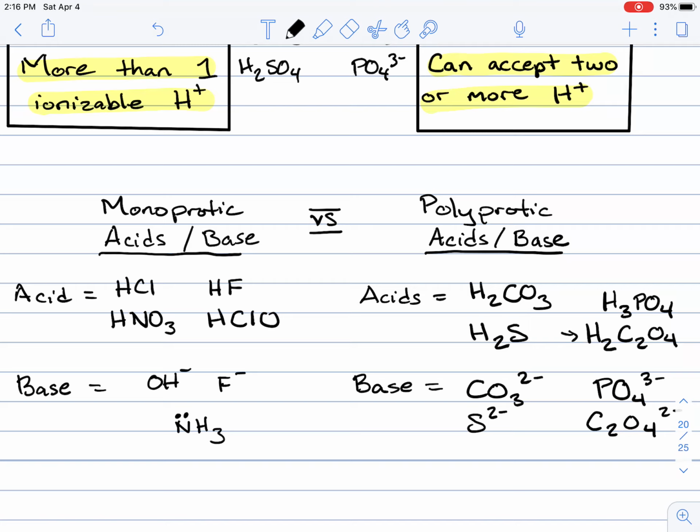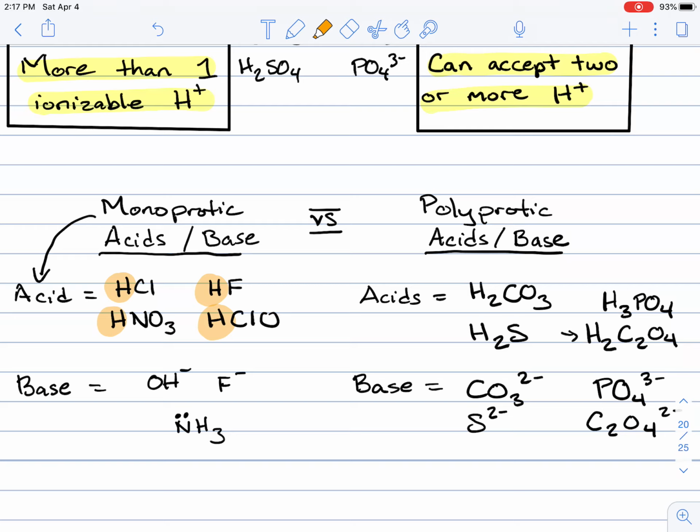So looking on the left-hand side, for monoprotic acids, this is just a short list of monoprotic acids. These are not all of the monoprotic acids that you guys can come across in the world. If you are looking at hydrochloric acid, nitric acid, hydrofluoric acid, and hypochlorous acid, all four of these examples only have one hydrogen. And therefore, it can only ionize one time.